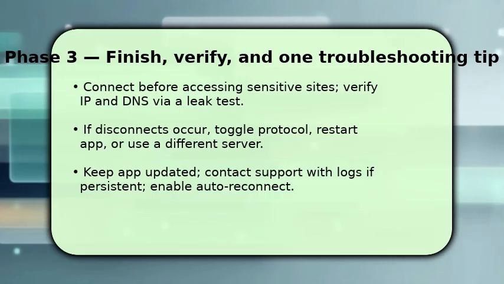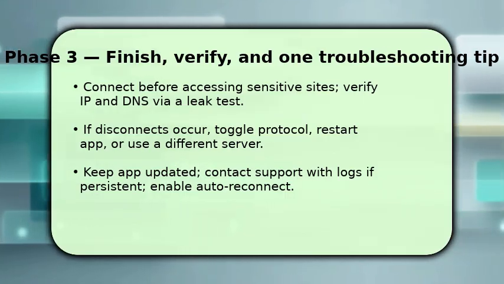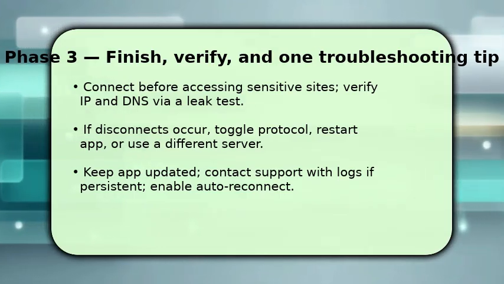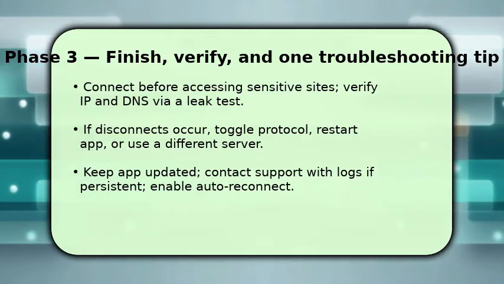If you experience drops, switch protocols, restart the app, or change servers, these quick actions often restore stability. Make sure Auto Reconnect is enabled and keep the app updated to patch bugs. If problems persist, export logs and contact support. They can analyze handshakes and routing. Finally, periodically recheck settings to maintain consistent privacy protections.